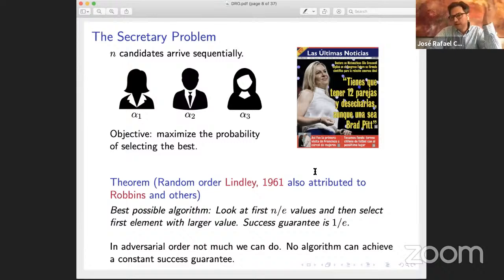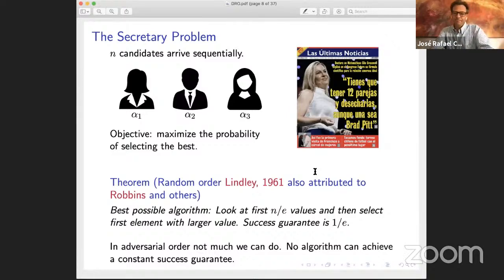In adversarial, and this is in random order, of course. In adversarial order, nothing can be done, really, because the adversary, I mean, the best you can do is basically pick an element at random, and then the probability that you win is like 1 over n. So there's no constant guarantee for sure.